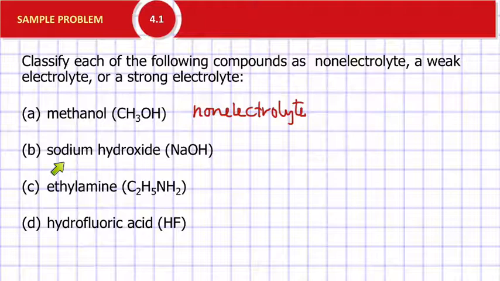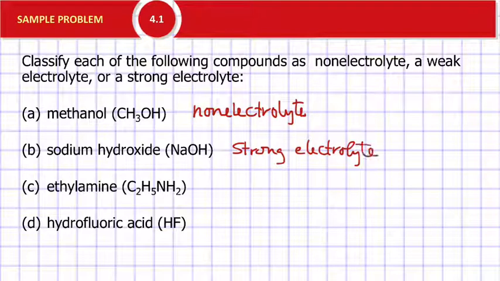Okay, this one, sodium hydroxide, NaOH. Is it ionic? Yeah, it's got sodium in it. If it's ionic, it's a strong electrolyte. Is sodium hydroxide considered a base? Yes, sodium hydroxide is a base. It's a strong base. All of the strong bases are ionic compounds.